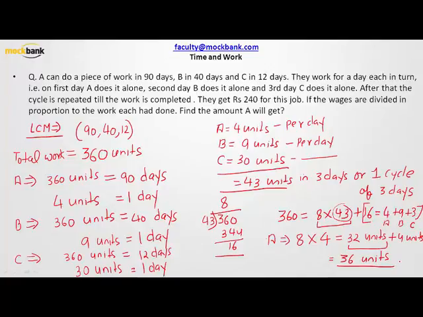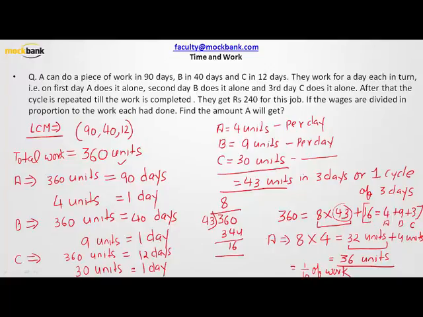Now A has completed 36 units of work, that is nothing but 1/10 of work. Can you see this? The total work that we have got is 360 units. A does 36 units, and that is 1/10 of 360 units. That means A does 1/10 of work.